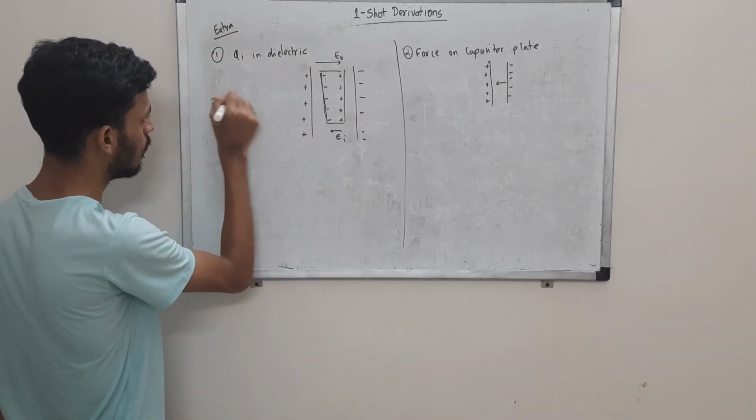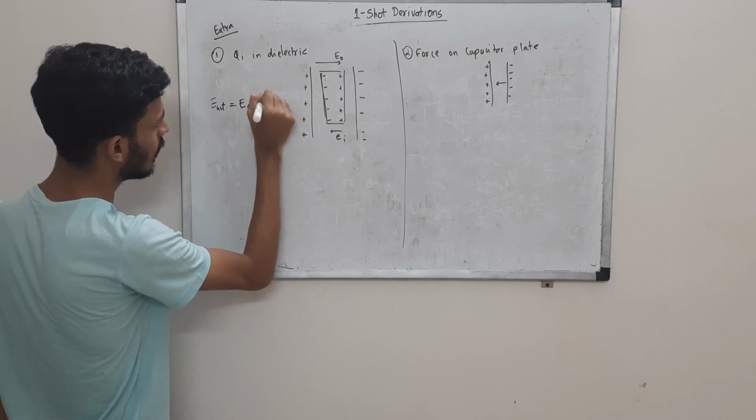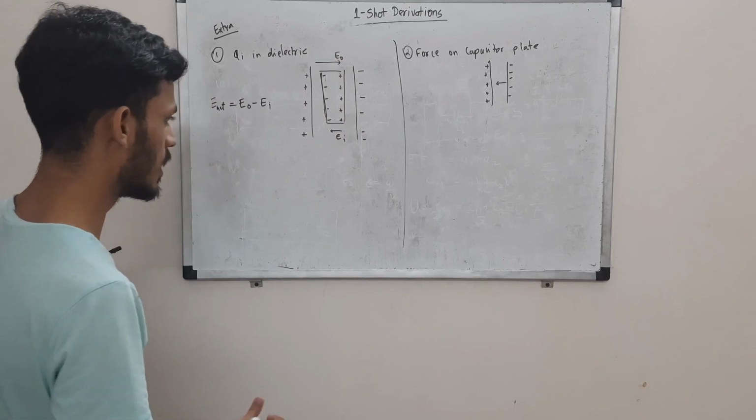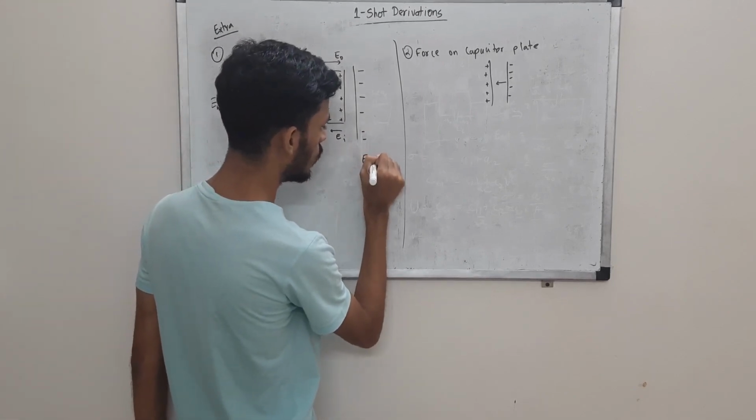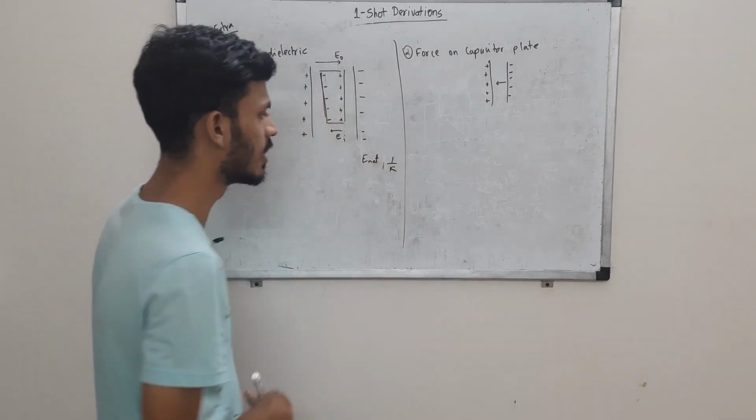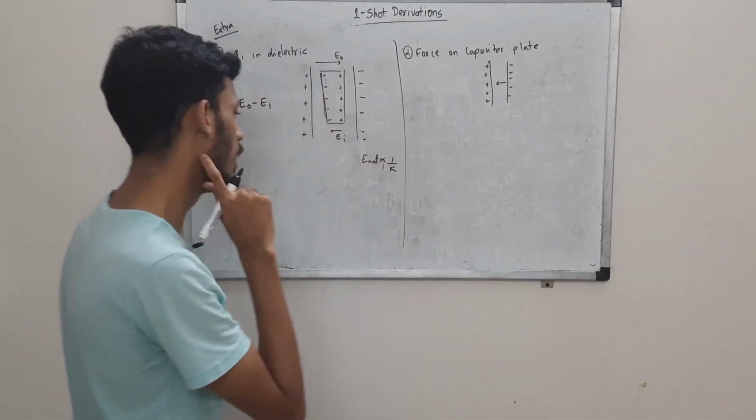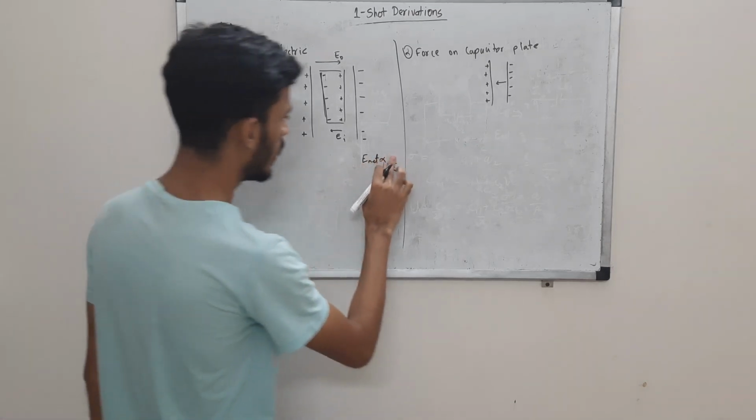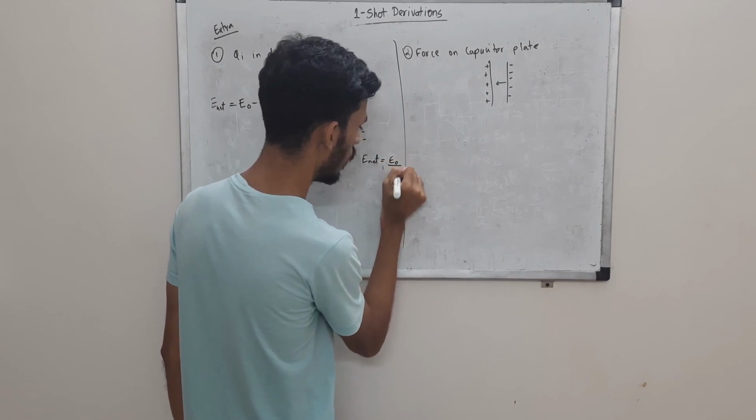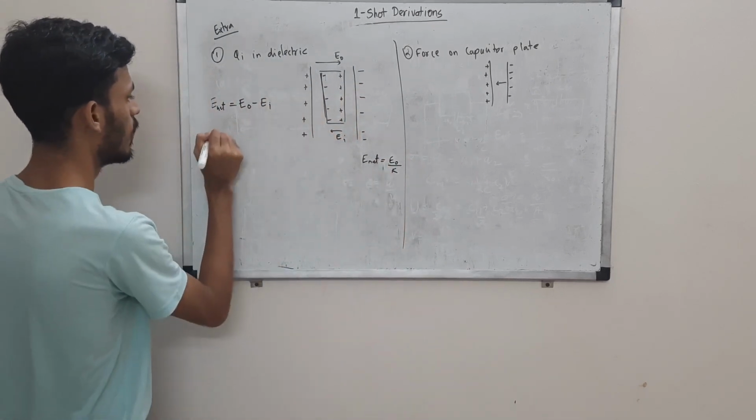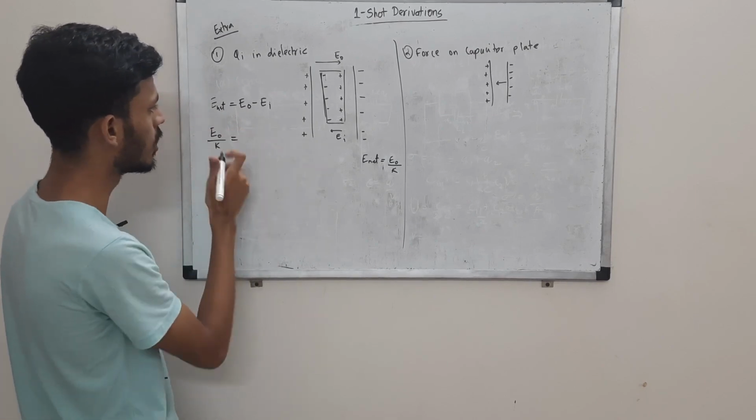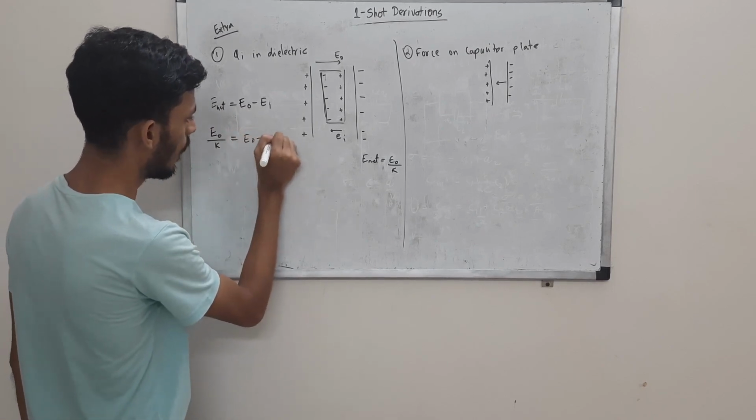So the net field will be EO minus EI, right? This field, original field minus induced field. Now this net field is actually reduced by some factor K, where K is your dielectric constant. So the net field is reduced by a factor of K of the original field. So we'll have original field minus induced field.